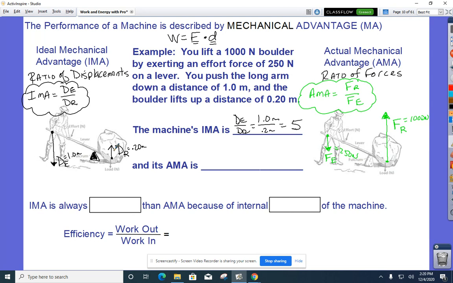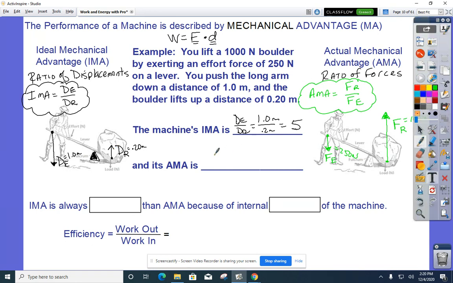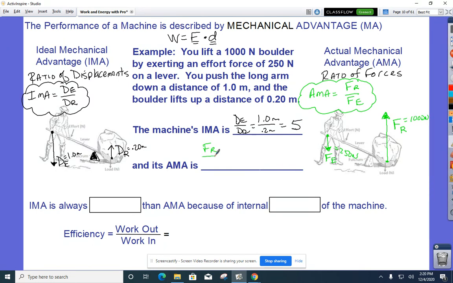Let's take a look at the actual mechanical advantage. Well, AMA is a ratio of forces. So in this case here, it's resistance to effort. Well, resistance, I know that's 1,000 newtons. And I'm putting in 250 newtons. Well, you notice that that's actually only 4. And the reason for that is that I never get as much work out as I put in. I have some forces that are going against things like friction and things like that that reduce the overall advantage of that machine. Okay, and that has to do very much with this concept called efficiency. So this is about an 80% efficient machine.